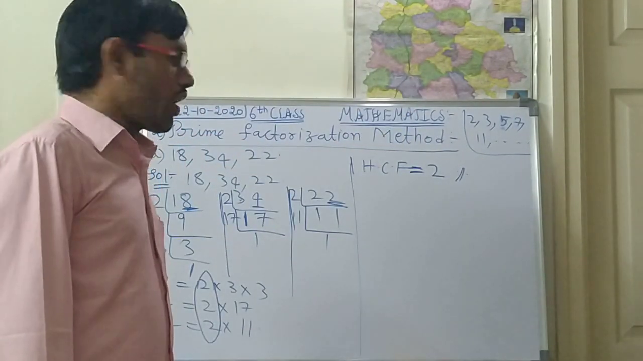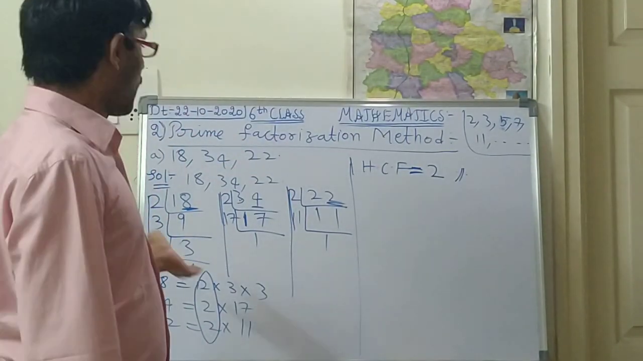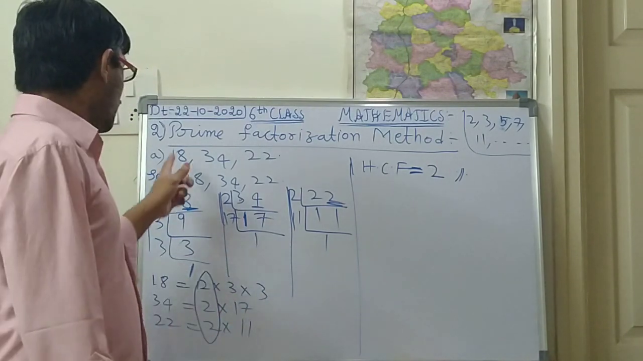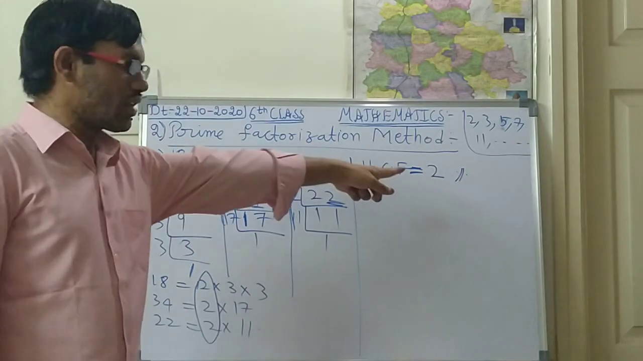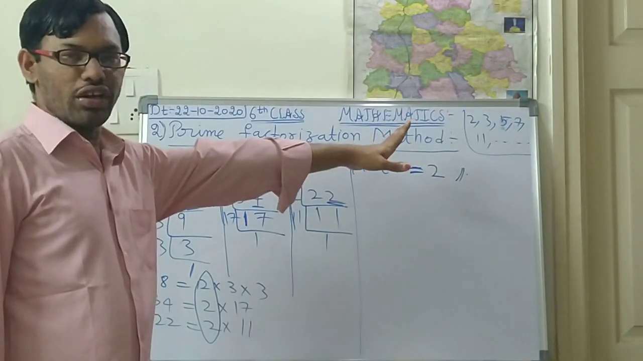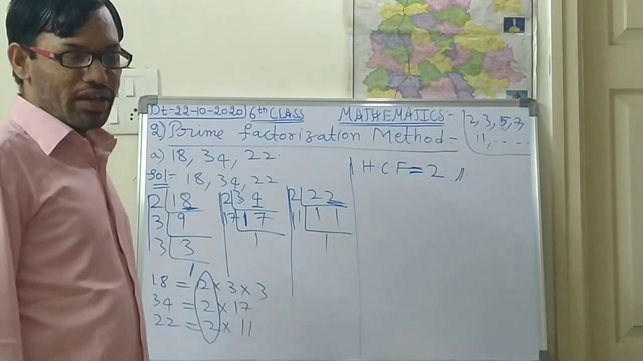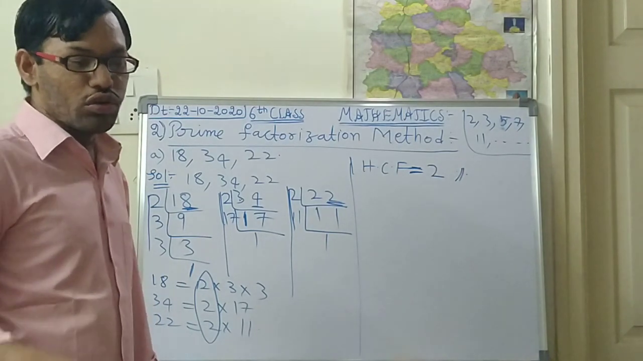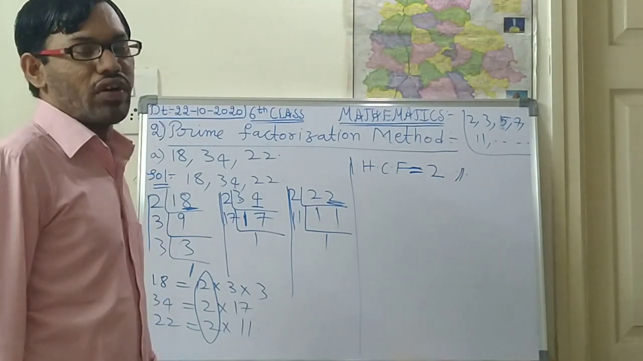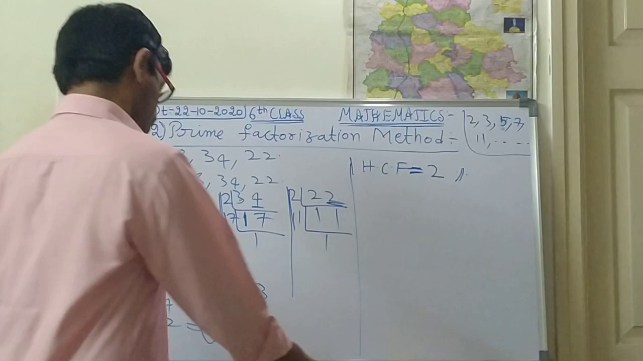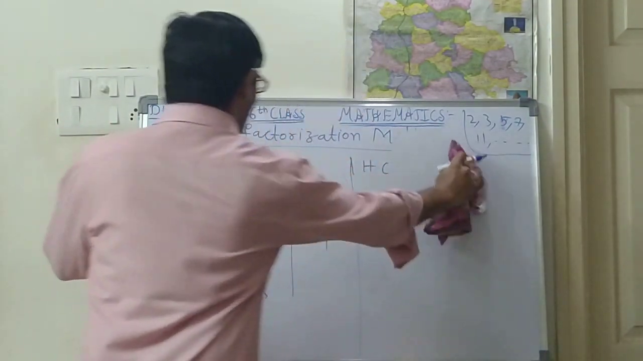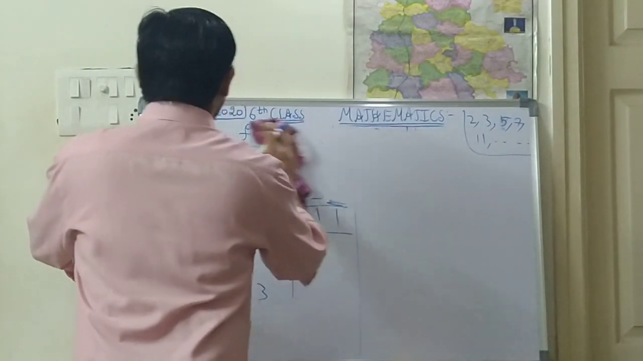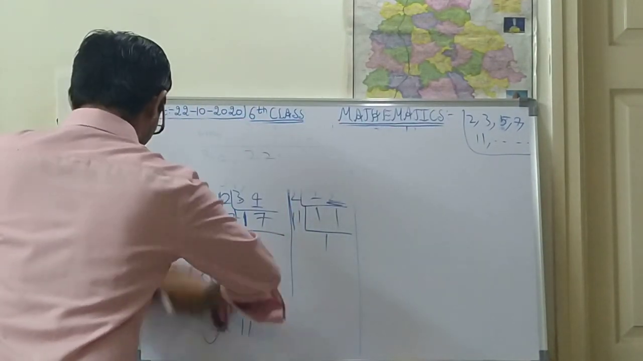I think you have understood this one. Now coming to the second method. So here the HCF of 18, 34 and 22 is 2. Now what is the second method? We have to find out. Next again, children, note down this one.